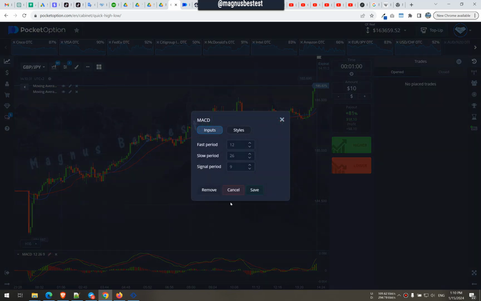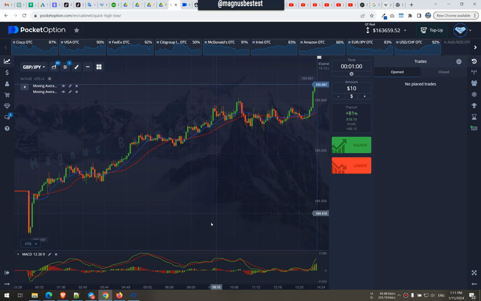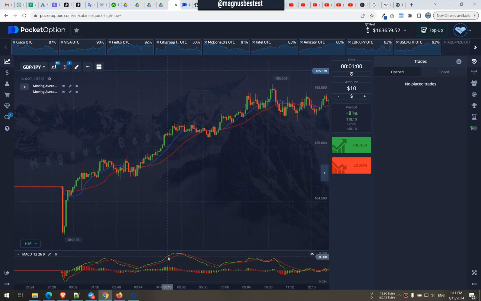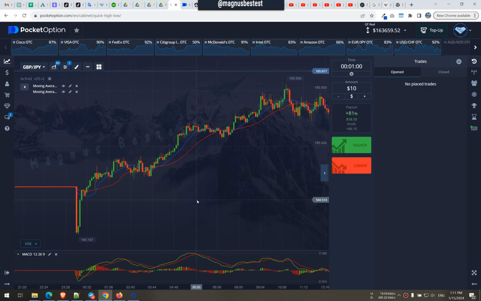I will show you the default setup. The default is here as well, 12, 26, and the signal period is 9. I'm going to explain the signal period later, but now we have the same moving average 12 and moving average 26. So basically, the green line is the MACD line, the faster line, and you get it by subtracting one moving average from another.